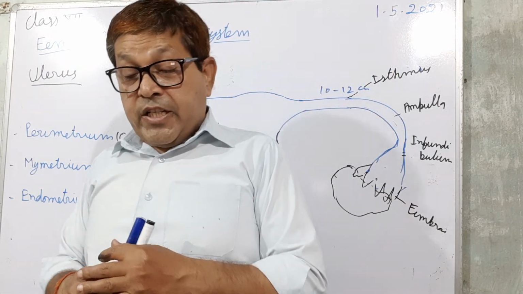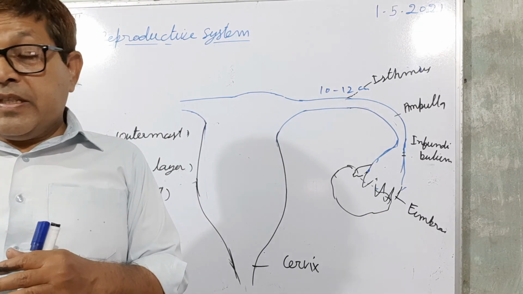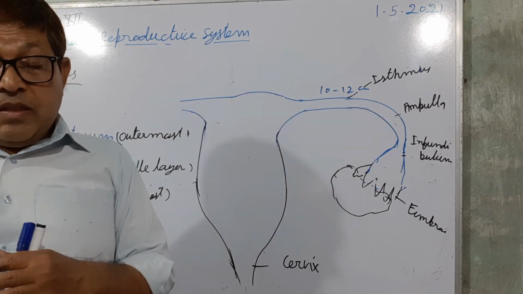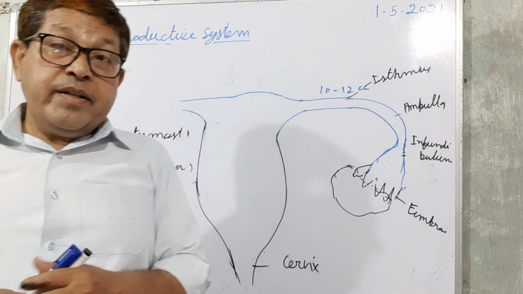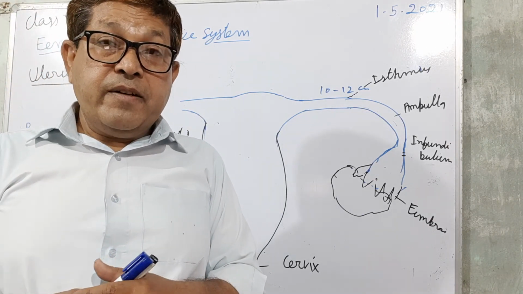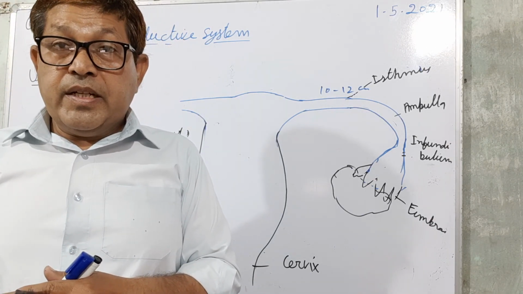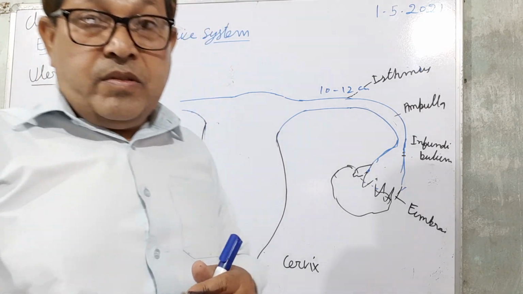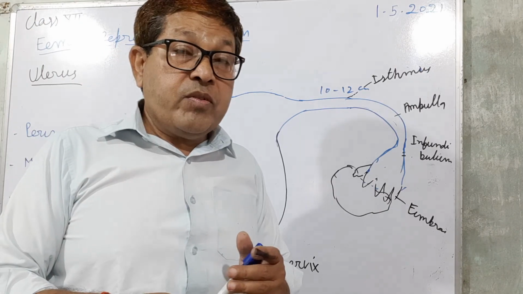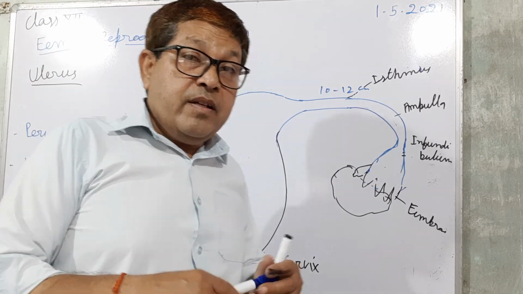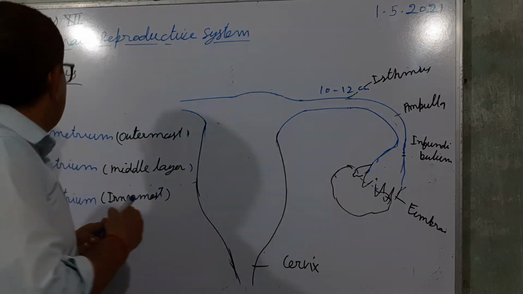So next one is mammary gland and external genitalia. So first we have to discuss about the mammary gland.